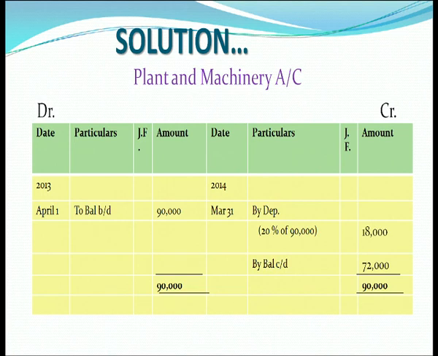So, 20% of 90,000, which turns out to be 18,000. So, this becomes the amount of depreciation, and again we close the books of accounts by calculating the balancing figure, and we get a figure of 90,000 rupees minus 18,000 as the amount of depreciation, which is 72,000.